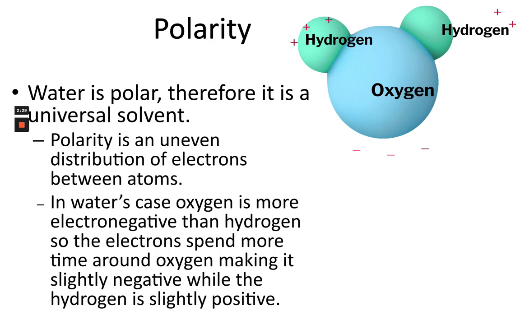which, as we know, if we add electrons to an element, it becomes more negative. And then since those electrons are around oxygen more, they're actually spending less time around hydrogen. And if you lose electrons, then it becomes positive. So in this case, water ends up having a slightly positive side, which would be where the hydrogens are, and a slightly negative side where the oxygen is.